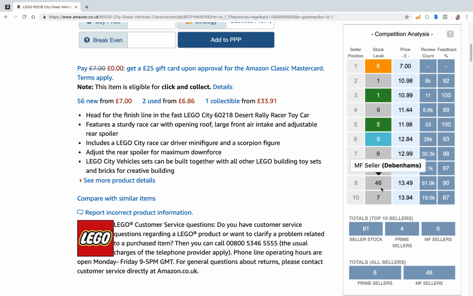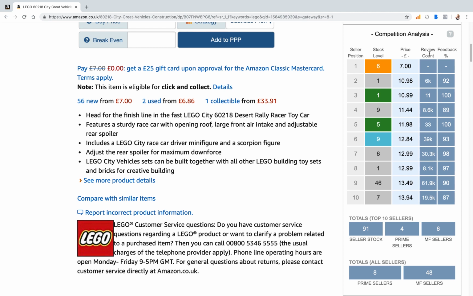So you can see immediately the stock levels and what sort of seller the competition is. That's super helpful to see in an instant. You know exactly, without having to go through all different Amazon pages, who your competition is and what their stock levels are. And obviously you've got their prices here as well, so you can see the price that they are selling for.